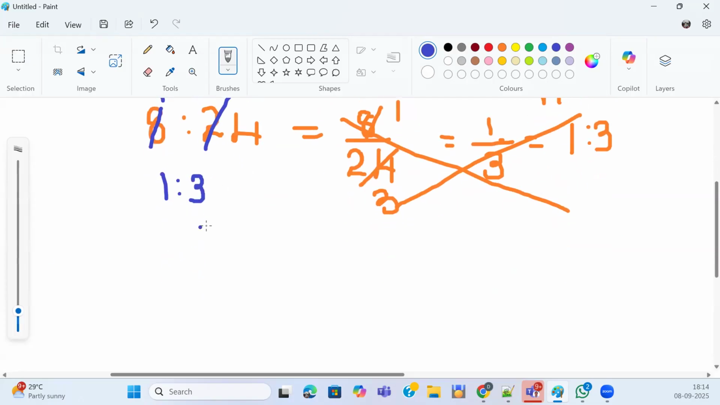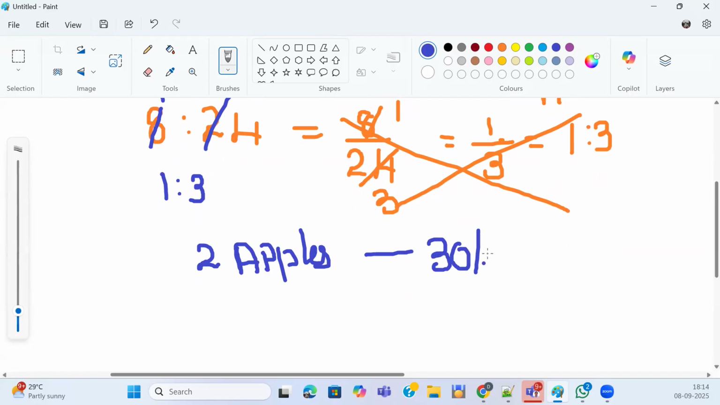Let's say for example, I have two apples whose cost is 30 rupees. Two apples cost is what? 30 rupees. Let us assume this. So what about the four apples cost? 30 into 4? It will be more. Where will you have to understand more than that? It will be more.